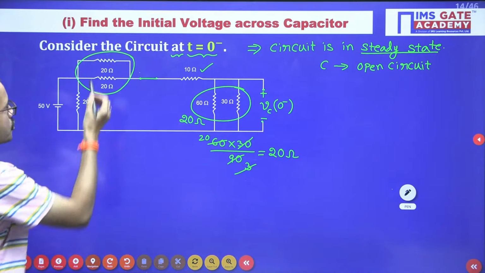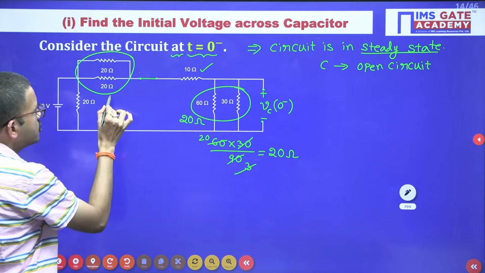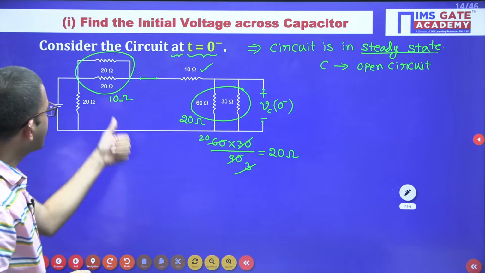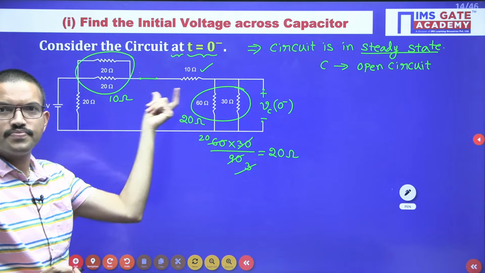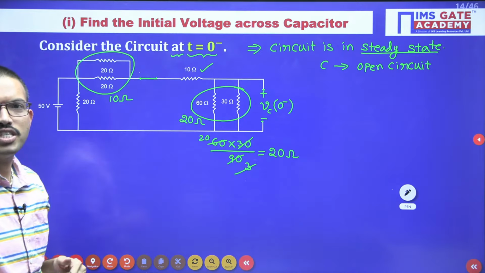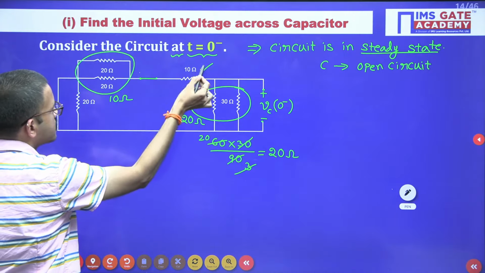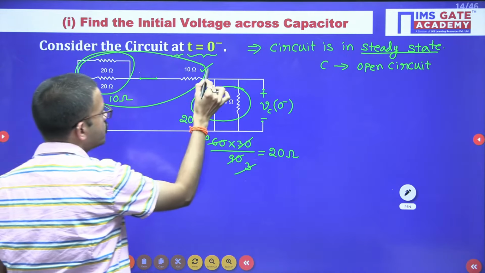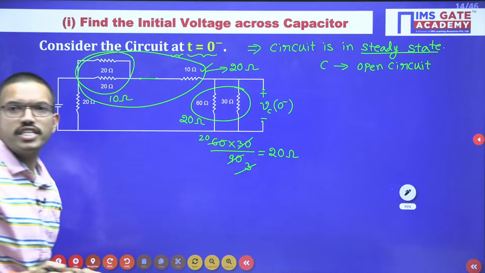Okay, right. So here 20 ohm, 20 ohm, both are parallel, right? So that means you are going to get 10 ohm, 10 ohm. Now just tell me, this 10 ohm resistor, this 10 ohm resistor, how these two are connected? These two are connected in series. So 10 ohm plus 10 ohm, that means you are going to get 20 ohm.